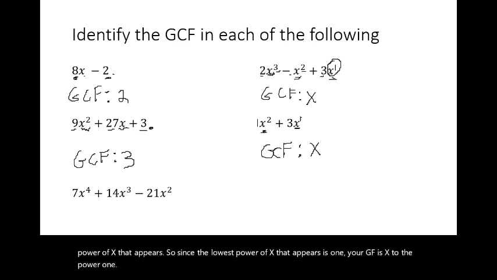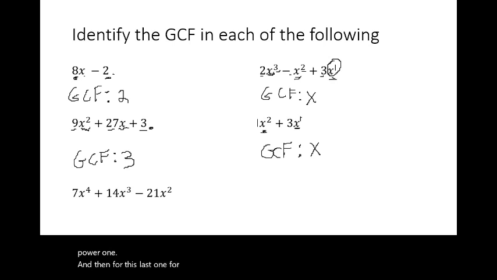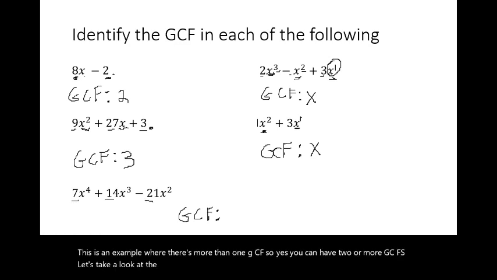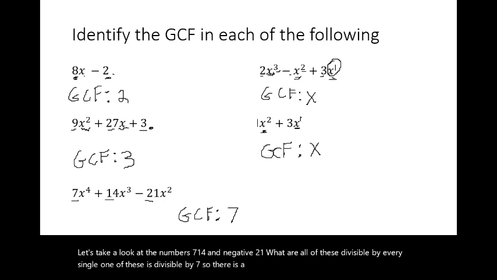And then for this last one, for the 7x to the fourth plus 14x cubed minus 21x squared. This is an example where there's more than one GCF. So yes, you can have 2 or more GCFs. Let's take a look at the numbers, 7, 14, and negative 21. What are all of these divisible by? Well, every single one of these is divisible by 7. So there is a numeric GCF of 7.